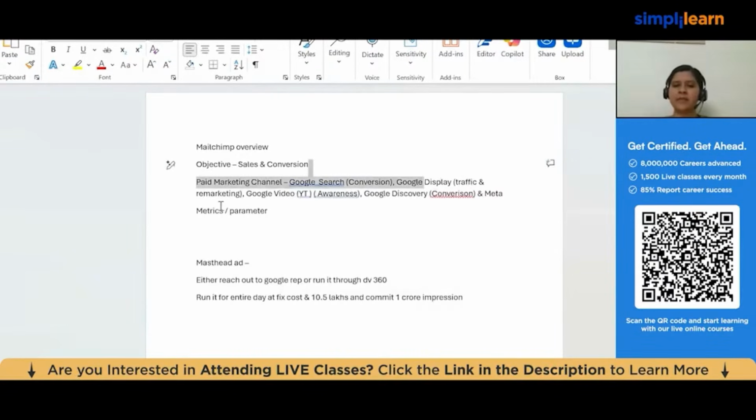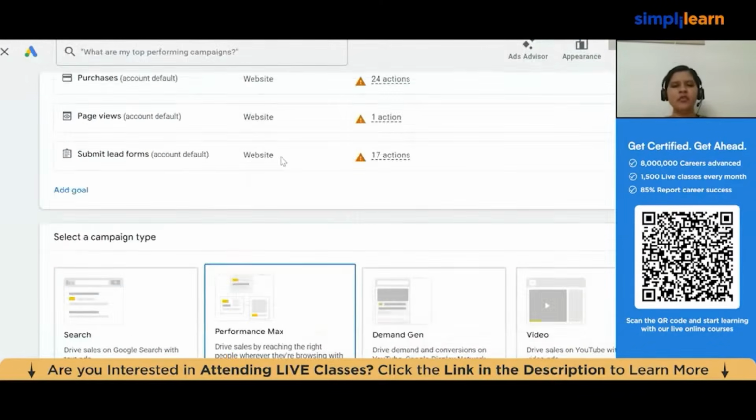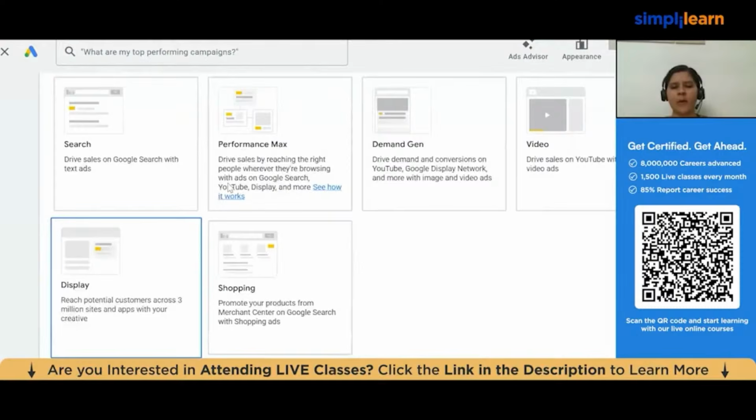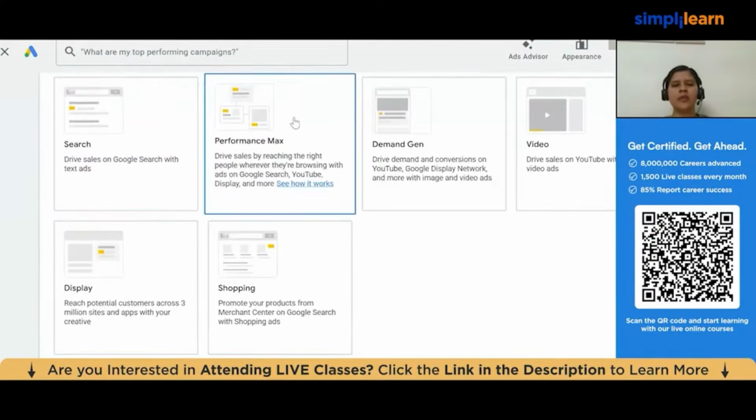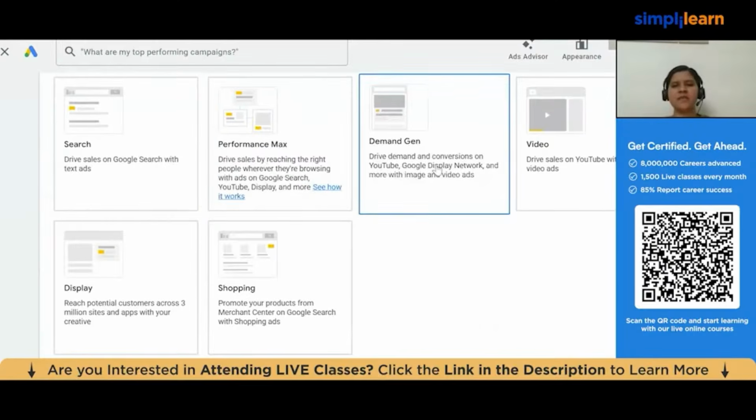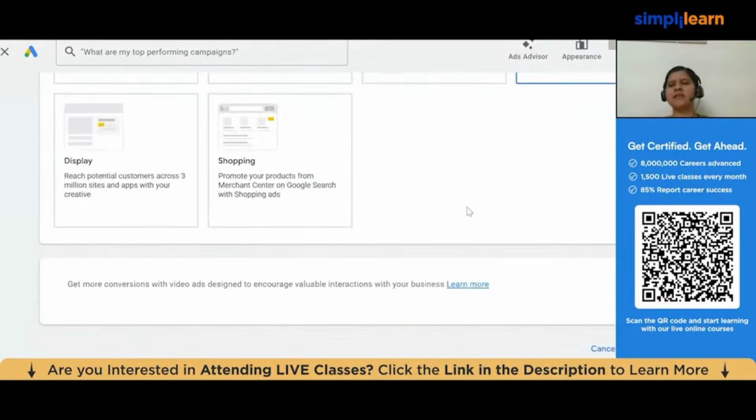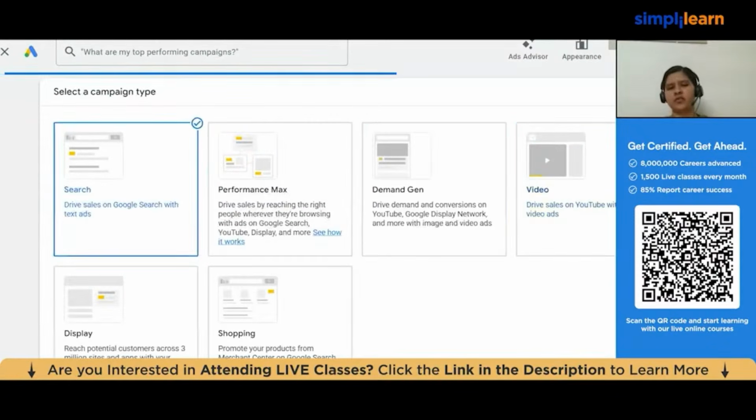With display, we'll try to get some traffic and remarketing, and with video, we'll try to get some awareness. You can't bifurcate that on Meta, because when you choose one objective, it gives you so many options, so you have to choose. If you are doing PMAX, you just need one campaign. But if you've chosen to show an ad on video, then the steps are completely different than what you have for search.